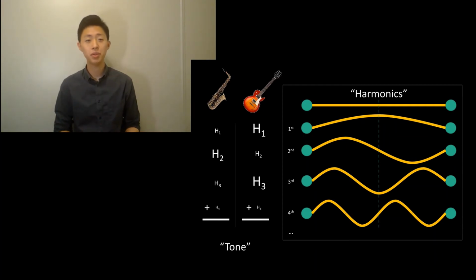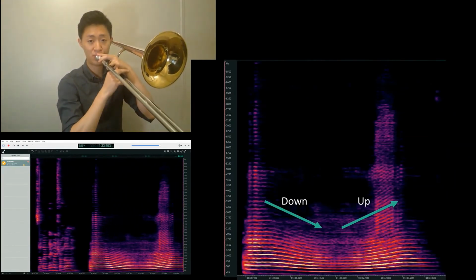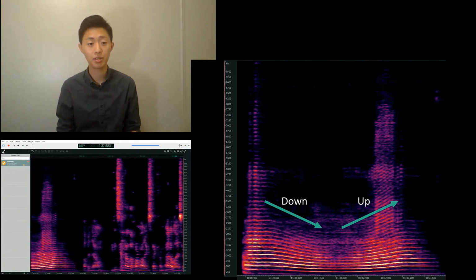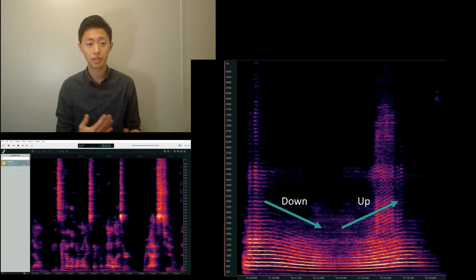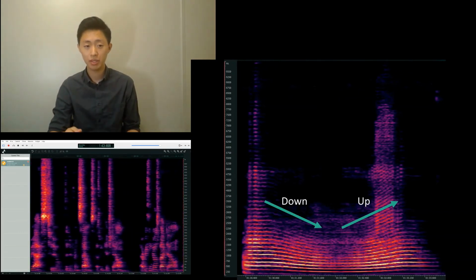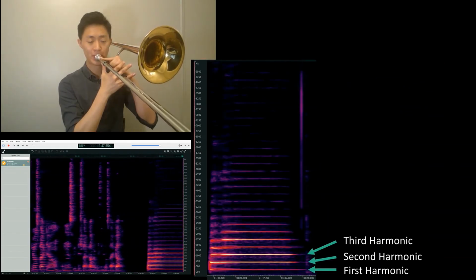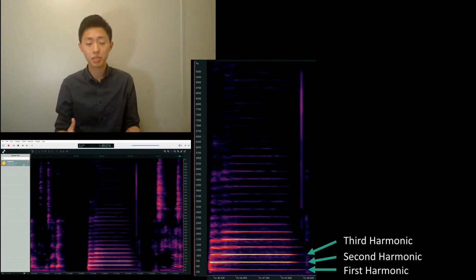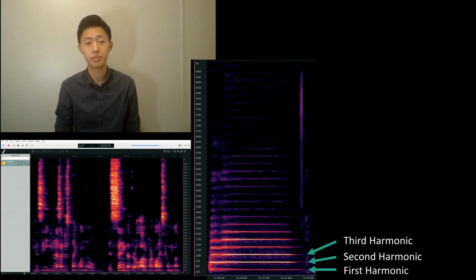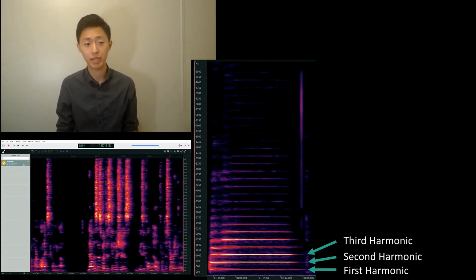So if I play my trombone up and down, you can see how the harmonic spectrum analyzer reacts to the different sounds. As we pitch down, everything goes back down, and then as we pitch back up, everything goes back up. You can see, even as I'm just playing one note, it's saying that there are a lot of harmonics coming up. Now this is what distinguishes a musical note from just a regular sound.